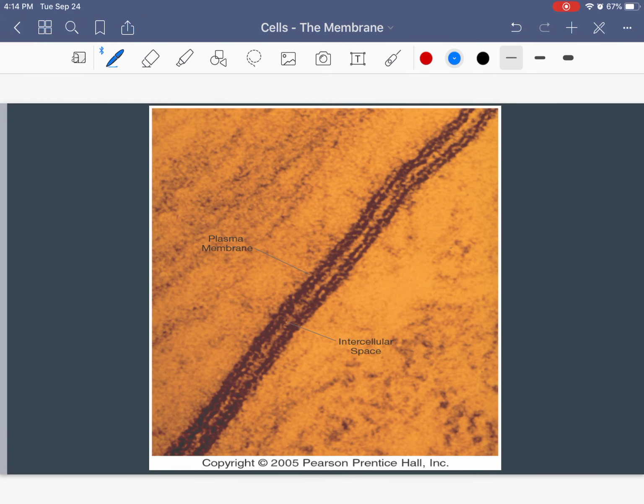And you can see this is another micrograph of two different cells. In fact, you have cell number 1, and cell number 2. And in between, you've got 2 cell membranes, right? Here's a cell membrane here. You can see there's 2 layers. You have another cell membrane over here, 2 layers. And then in between you have intercellular space.